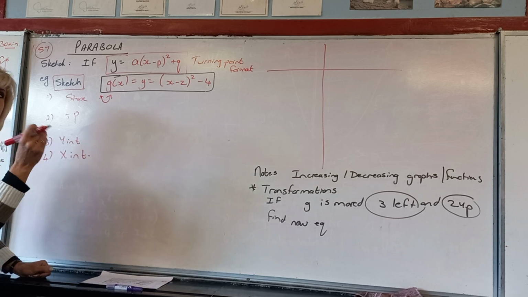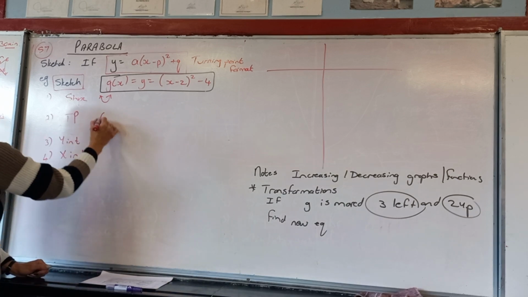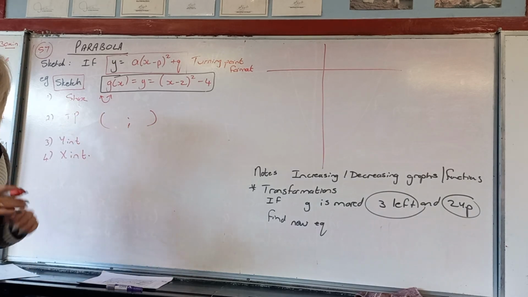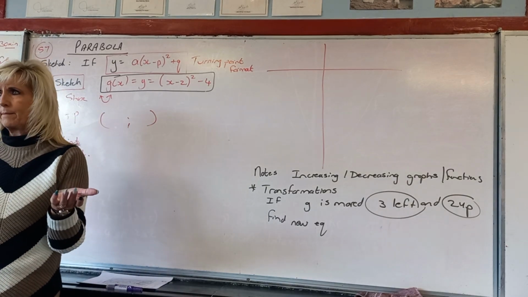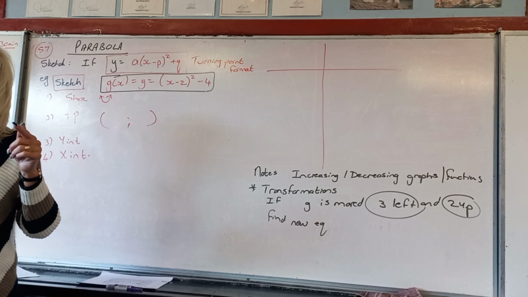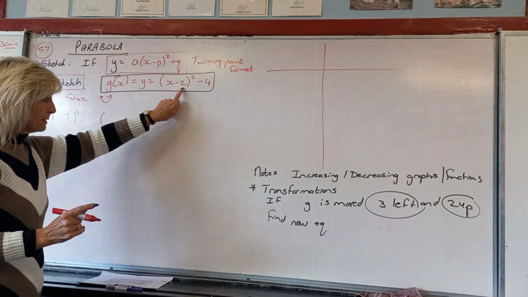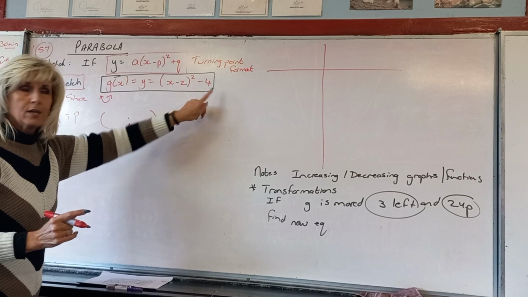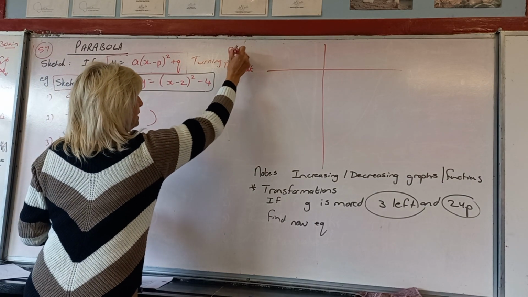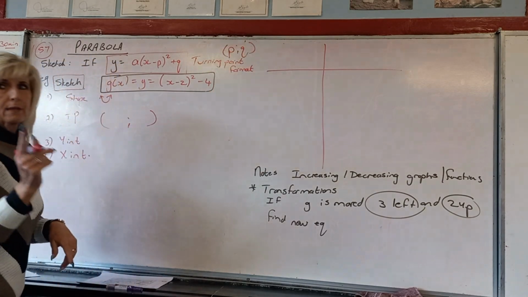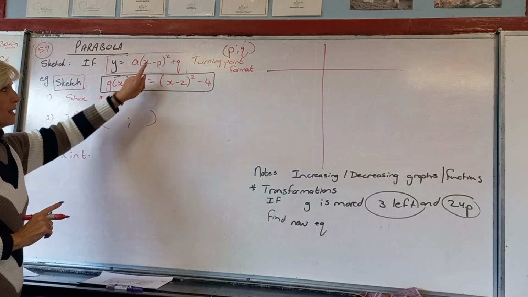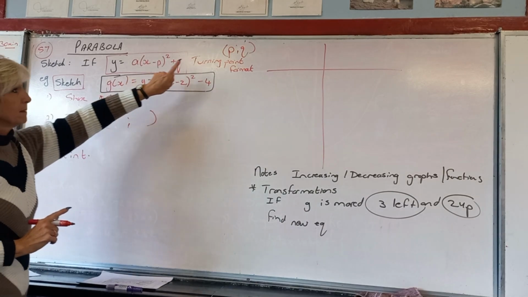So now you must remember the following. Turning point you can just now give me. You don't even have to work it out with minus b over 2a. You're just going to read it off here. It's that P and that Q. The turning point is going to be P and Q. But take a note of this. I wrote minus there, but I'm saying plus there.